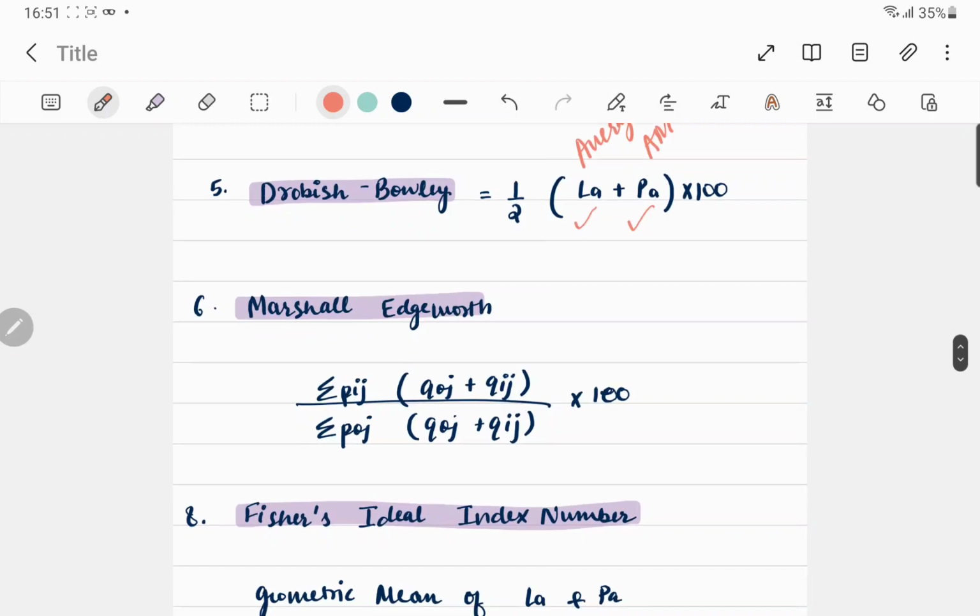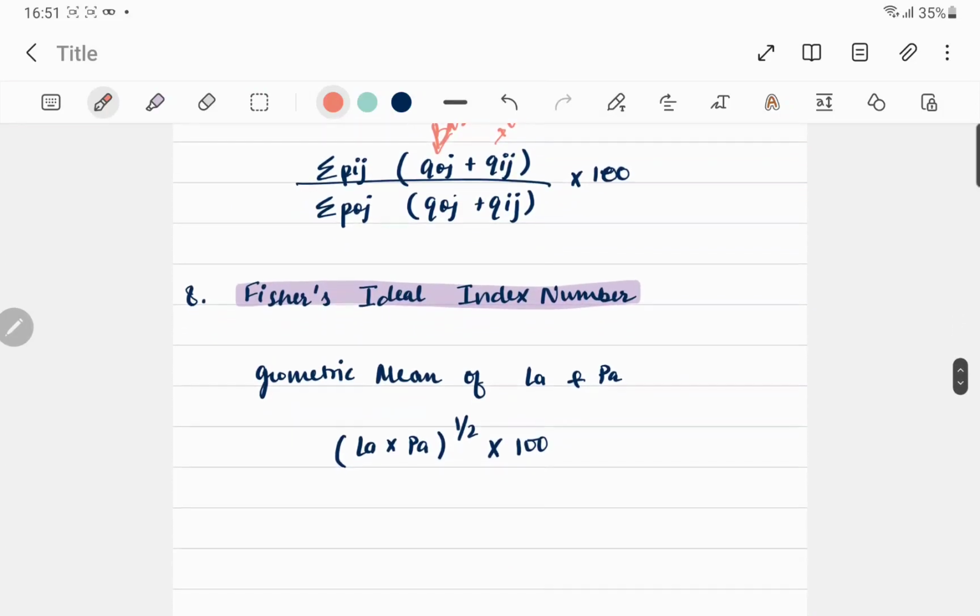Next up we have Marshall-Edgeworth. In Marshall-Edgeworth we are doing the following: we are adding the quantities of both the base period and the current period. And this is how you calculate the Marshall-Edgeworth index numbers.